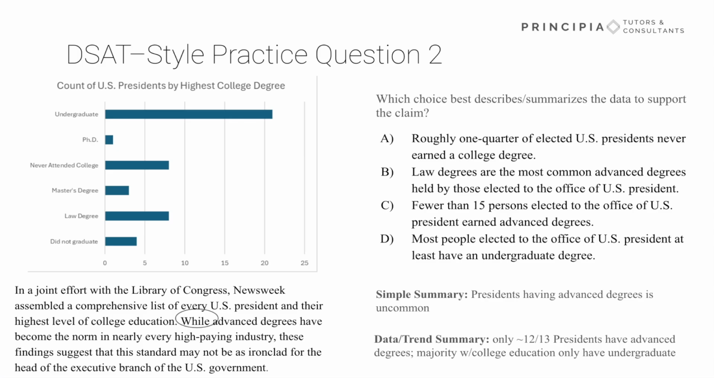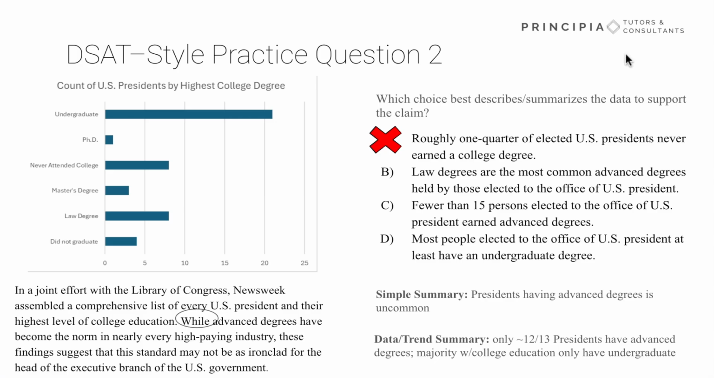So choice A, roughly 1/4 of elected U.S. presidents never earned a college degree. This is actually a true statement, but the question and answer don't match up since we're trying to say the focus needs to be kept on advanced degrees. So never earning a college degree doesn't properly refute or contradict this claim. And so we want to support that presidents may not hold advanced degrees. And so saying that 1/4 of them didn't earn any kind of degree doesn't really reinforce that idea. So that gets rid of A.